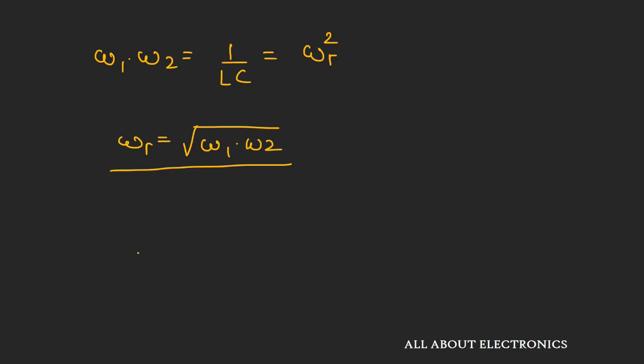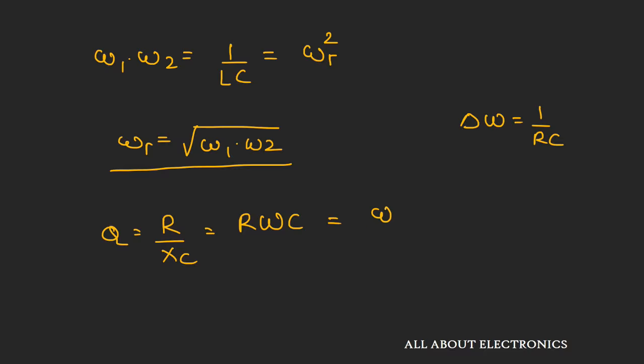Earlier we had found the equation for the quality factor Q as nothing but R over XC, that is R into omega C. Now according to the equation of bandwidth, delta omega is nothing but 1 over RC. So we can write this equation as omega over delta omega, which defines the relation between the quality factor and the bandwidth. That means Q is nothing but omega over delta omega.